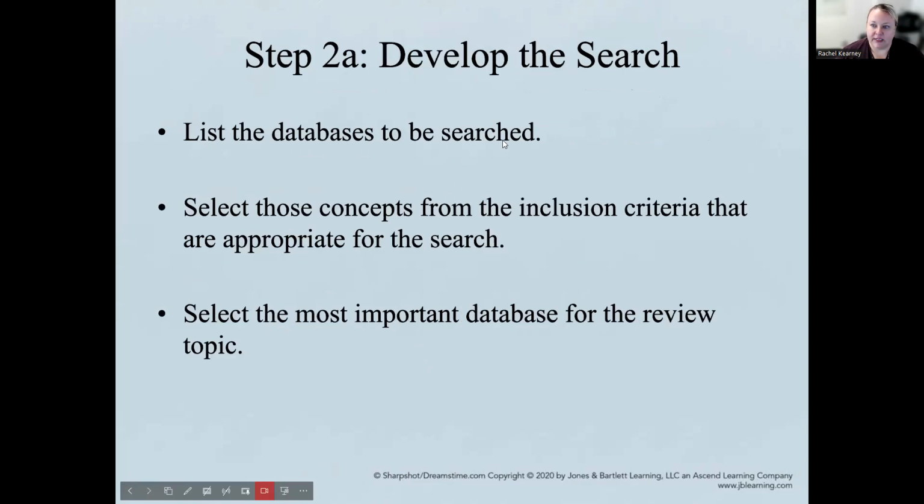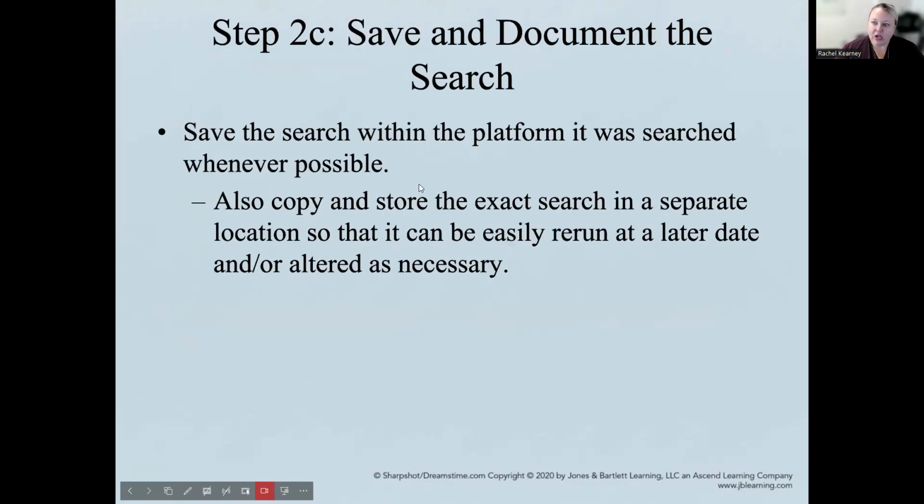You're going to list the databases you want to search, and make sure you include the inclusion criteria. So if you're only looking at studies since the year 2000, make sure you include that, and then decide on the most important databases that would have your topic. You want to save the search within the platform, so if you're searching in PubMed, you can save the search there. You create a login and you save it. And then you can also copy and store the exact search in another location. You could put the exact search somewhere else within your work so it can be referenced.